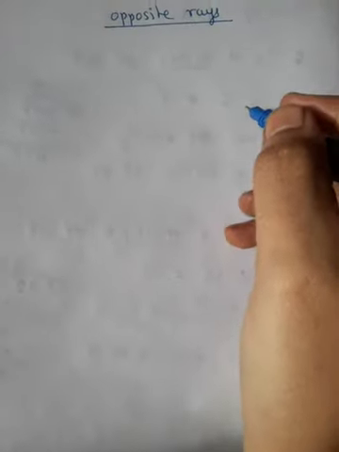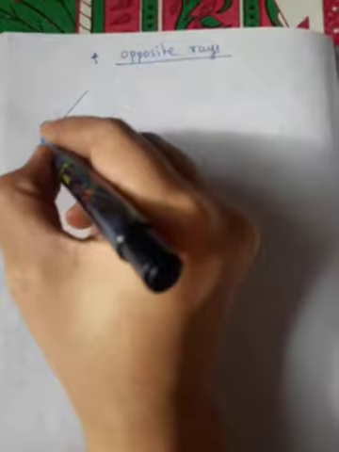In today's lecture we will discuss opposite rays. We have completed up to practice set number 17. Now the next point is opposite rays. So let's see the following two figures.